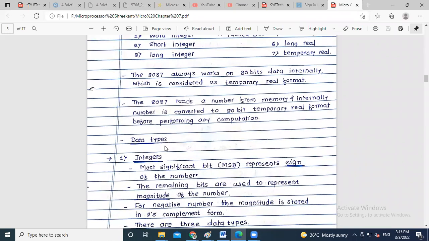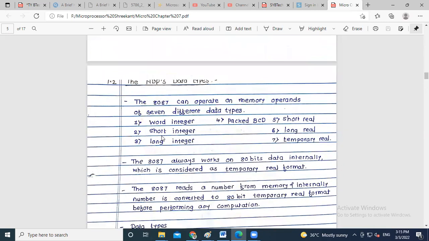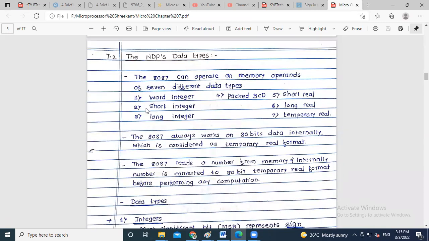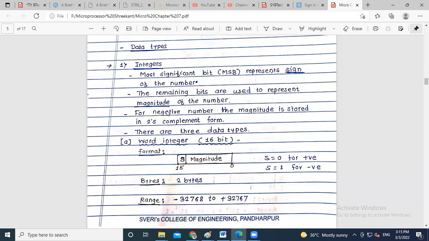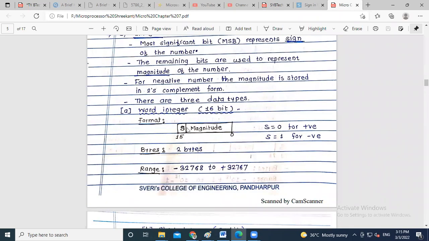Okay. So now among these data types, the first one we take is integer. In the integer, there are three types: word integer, short integer, and long integer. So the first one I take is the word integer. The word integer format uses bits 0 to 15, that is a 16-bit length. The 15th bit is the sign bit, and all the remaining bits are used for magnitude.